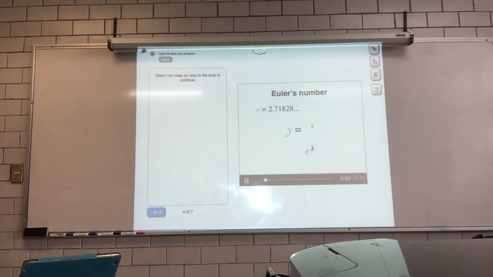Right. y equals e to the k to the x, which equals e to the kx. So by choosing the right value for k, any exponential function can be rewritten with e as its base. Next, we'll take a closer look at functions of the form e to the kx.